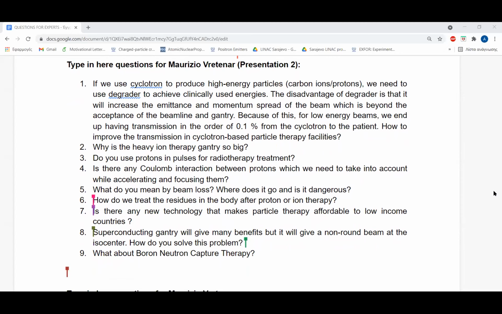We need to use a degrader to achieve clinically used energies. The disadvantage of a degrader is that it will increase the emittance and momentum spread of the beam, which is beyond the acceptance of the beam line and gantry. Because of this, for low energy beams, we end up having transmission in the order of 0.1% from the cyclotron to the patient. How to improve the transmission in cyclotron-based particle therapy facilities?